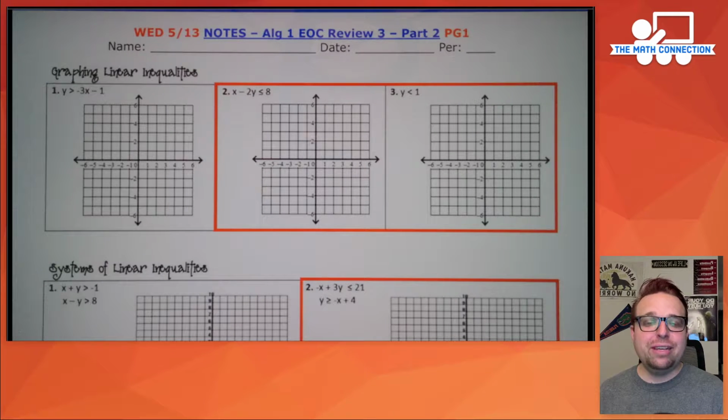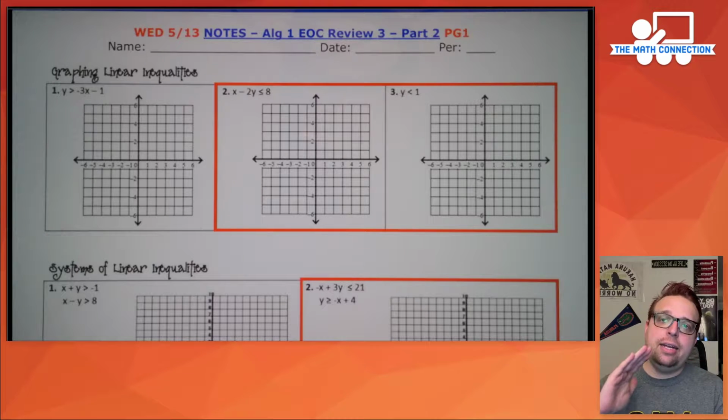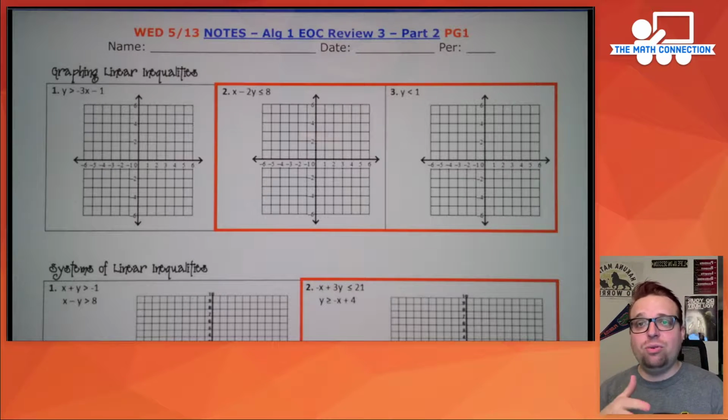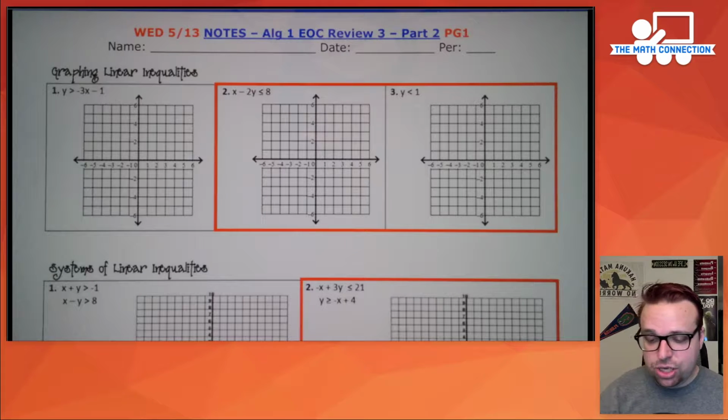When we are graphing linear equations, we just draw a line on the graph and connect the points, and we're done. In a linear inequality, you have one part of that line is shaded, either above or below, and that all depends on if it's a less than or greater than. So let's jump in and do one.